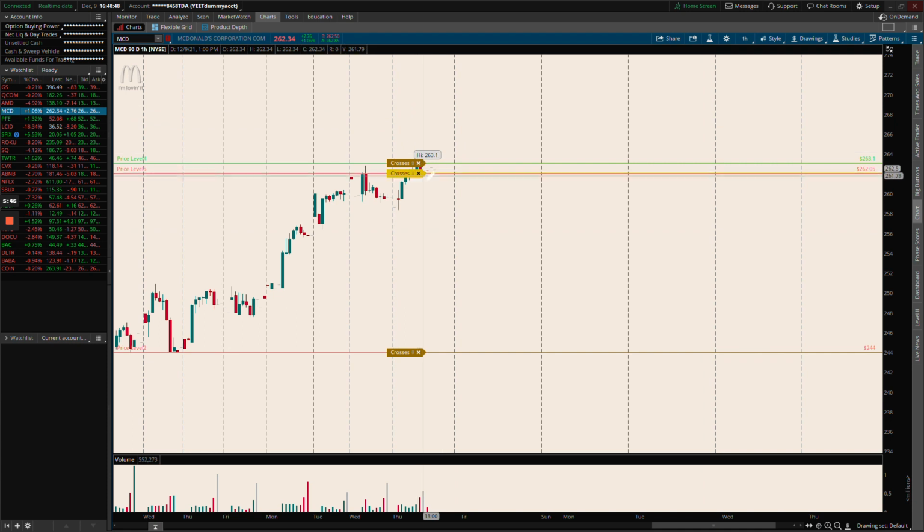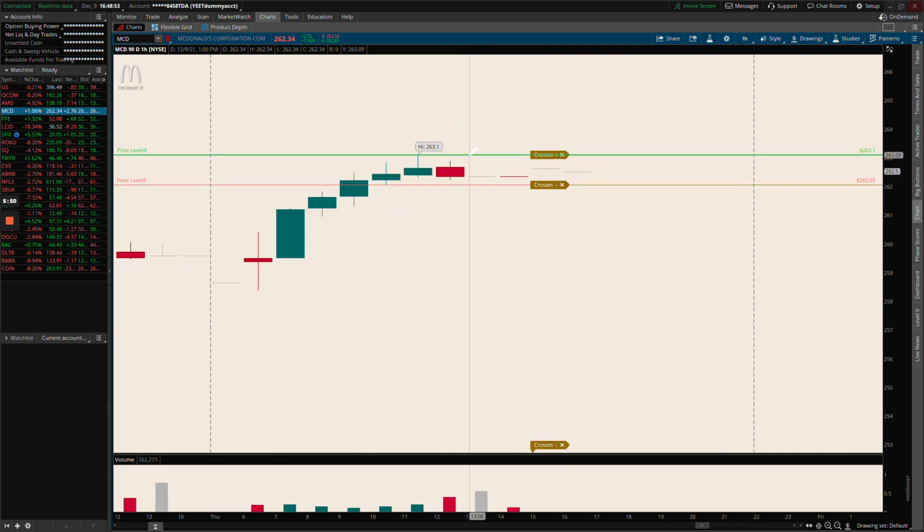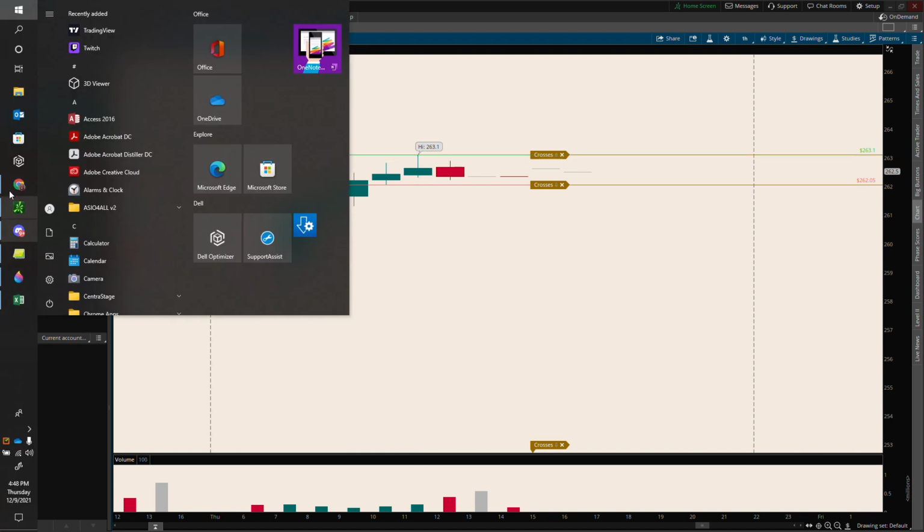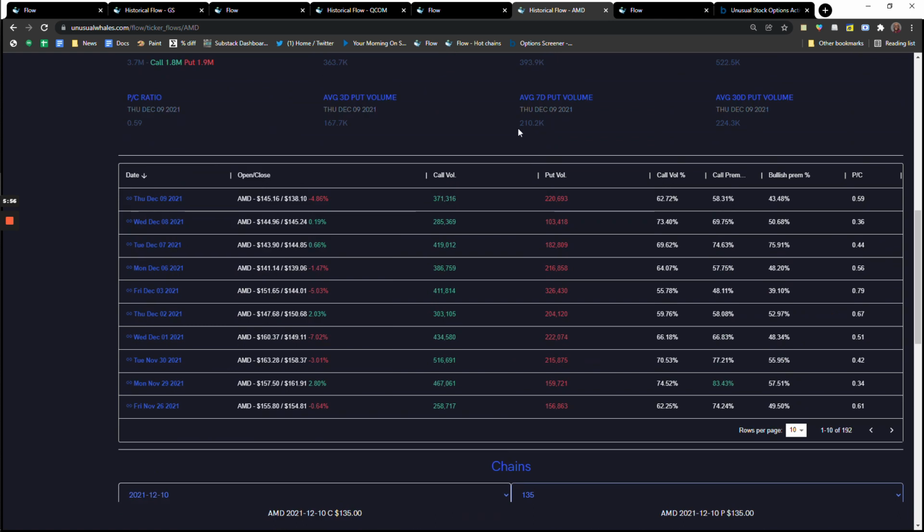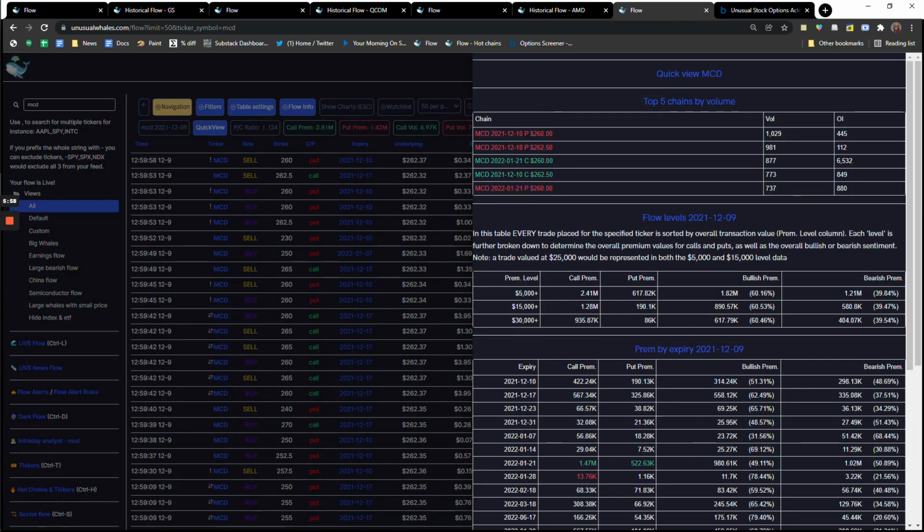Last, McDonald's. It was at highs, and it's seeing a lot of put volume. Sorry, you can't see that because of the crosses. It was at highs, got rejected. Go over here, click on that. Head over to McDonald's.